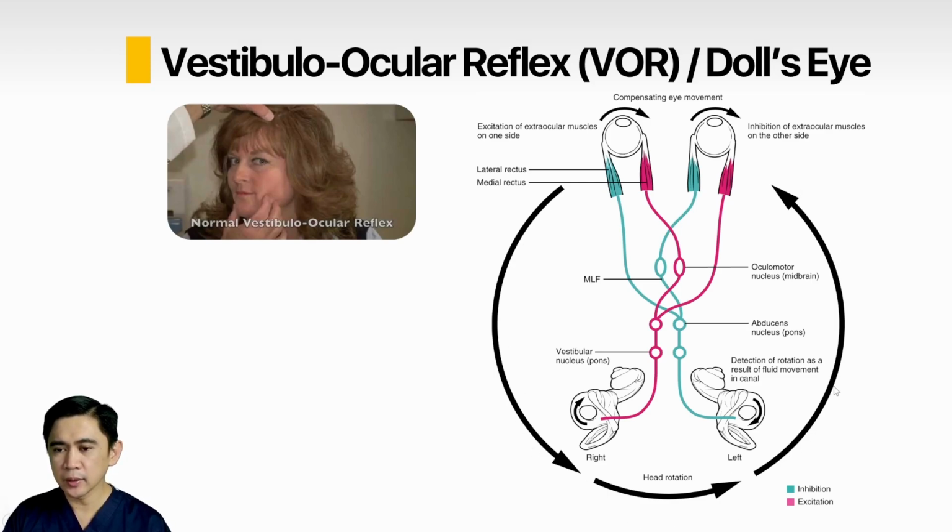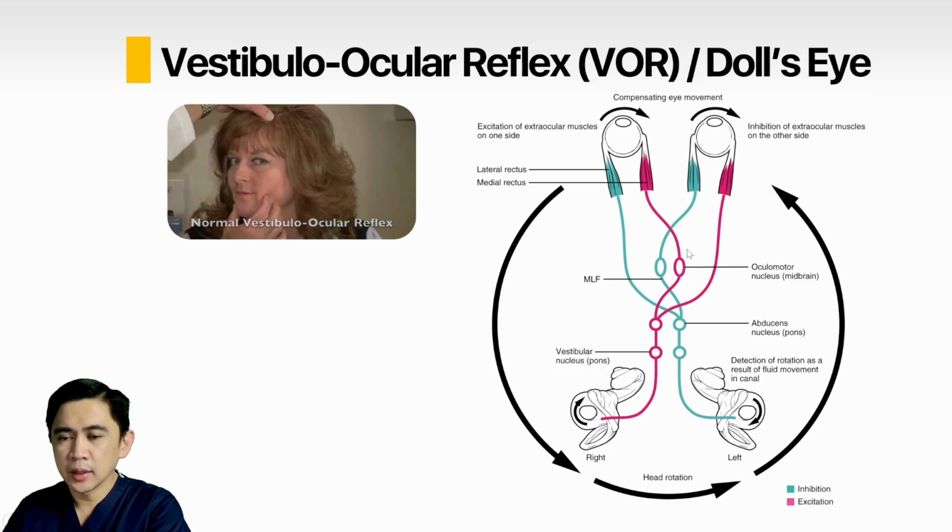The movement of the head towards one side will turn the endolymph on the other side, and this will stimulate the cupula over here. As we can see, movement of the endolymph towards the cupula on one side will have excitation. It will have excitatory impulses, and this is detected by the vestibular nerve, and it will go to the vestibulo-ocular pathway, and this will pass to the oculomotor nucleus, and this will innervate the medial rectus of the ipsilateral side and the lateral rectus on the contralateral side.